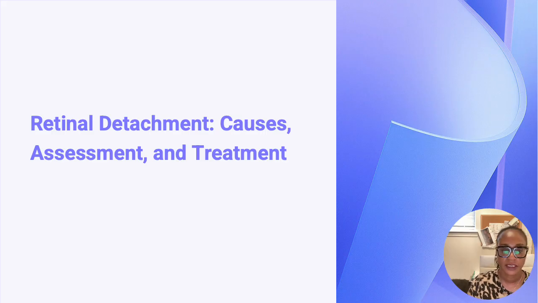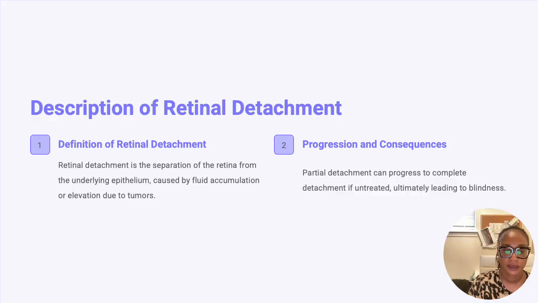Retinal detachment cause, assessment, and treatment. Description of retinal detachment: it is separation of the retina from the epithelium. It occurs when the layers of the retina separate because of accumulation of fluid between them, or when both retinal layers elevate away from the choroid as a result of a tumor. Partial detachment becomes complete if untreated. When detachment occurs, complete blindness will happen.